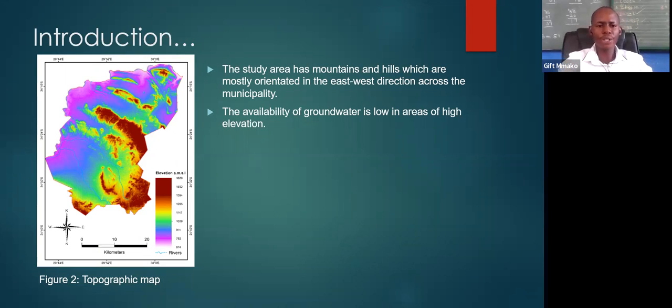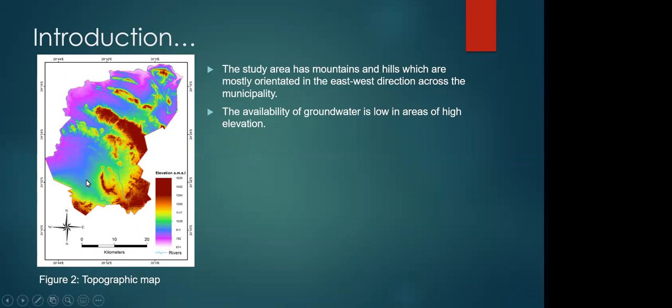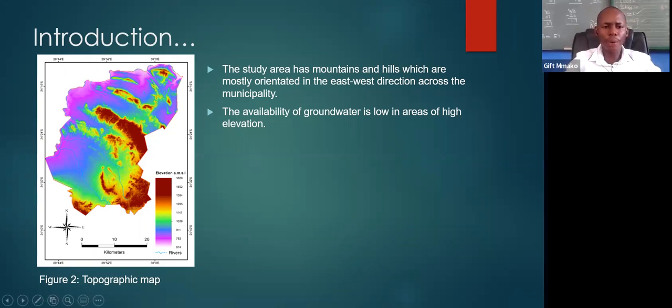Areas of high elevation have low groundwater availability because of high levels of rainfall runoff. In low elevation areas, we have high groundwater availability because the water has enough time to penetrate the ground and recharge the groundwater.